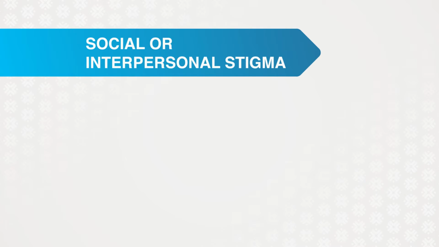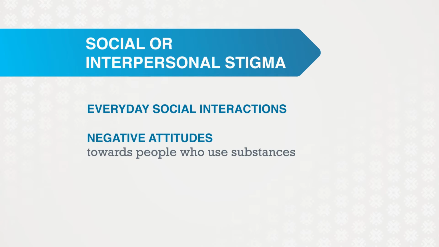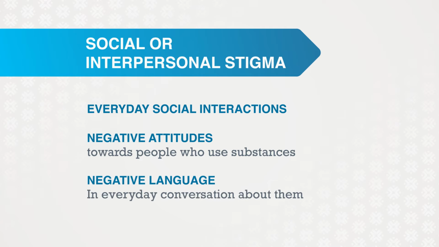Social or interpersonal stigma occurs in everyday social interactions, like showing negative attitudes towards people who use substances or using negative language in everyday conversations about them. Parents, teachers, coaches, and peers may all contribute to social stigma, sometimes without even knowing it. Let's take a look at some examples of social stigma.